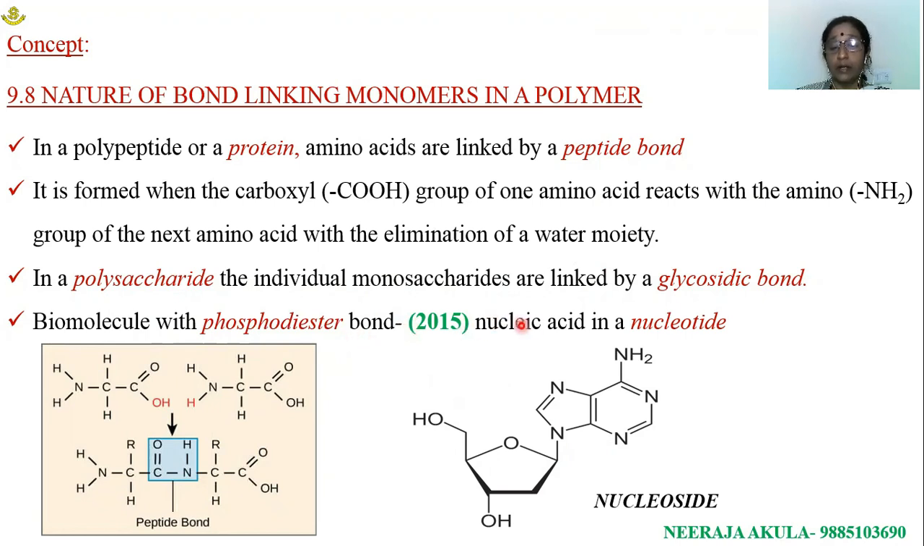Here a phosphodiester bond is associated with the nucleic acid. Here, in case of a nucleoside, a glycosidic bond is present between the nitrogenous base and the pentose sugar. It may be ribose sugar or deoxyribose sugar.